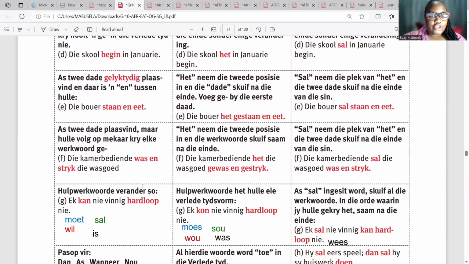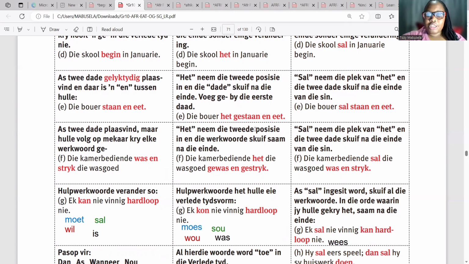So the next two, you need to be very careful of. So if you are doing two actions at the same time, for instance, hier die bouwer staan en eet. So the builder is standing and eating at the same time. When you go to the past tense, only the first part of the verb will get ge. So die bouwer het gestaan en eet. And then in the future tense, it's not actually affected. You're just going to say die bouwer sal staan en eet.